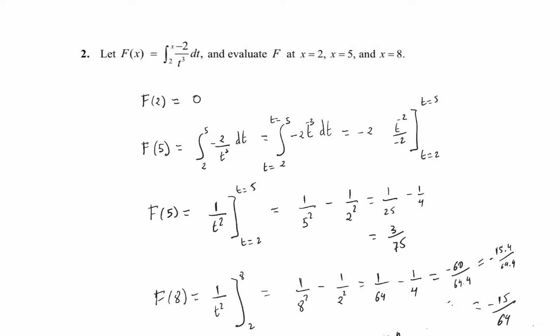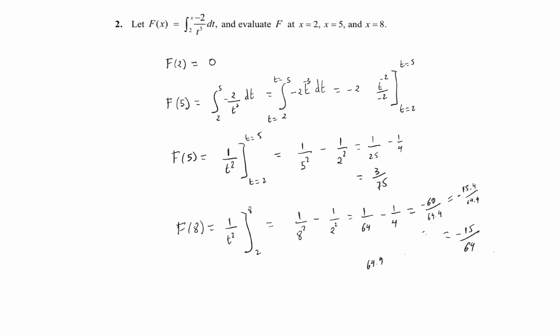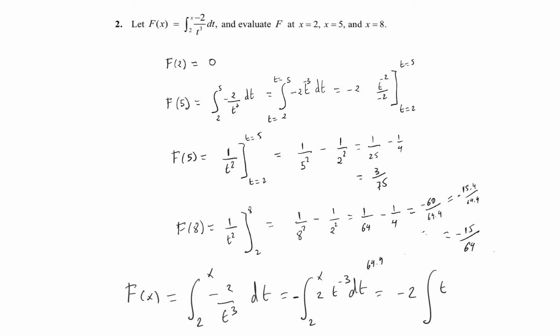What is F of x? You can find F of x. Let's go find F of x. F of x is the integral from 2 to x of minus 2 divided by t cubed dt, or the integral from 2 to x of minus 2t to the minus 3 dt, or minus 2 times the integral of t to the minus 3, plus 1, is minus 2 divided by minus 2.